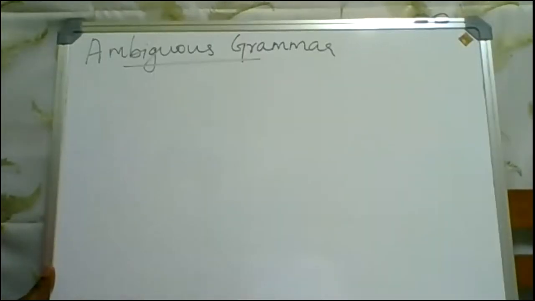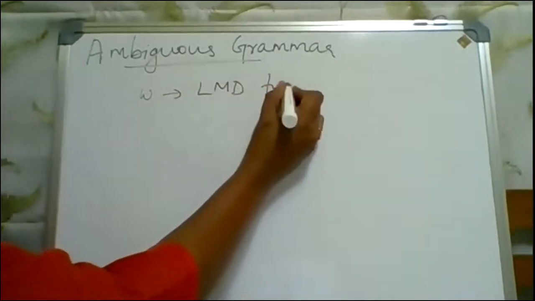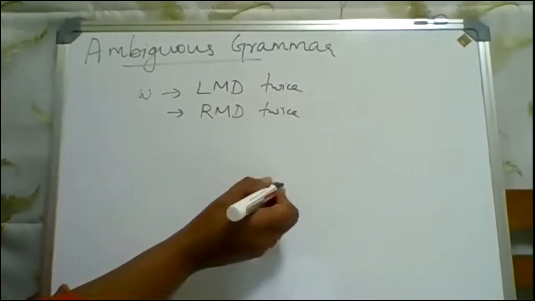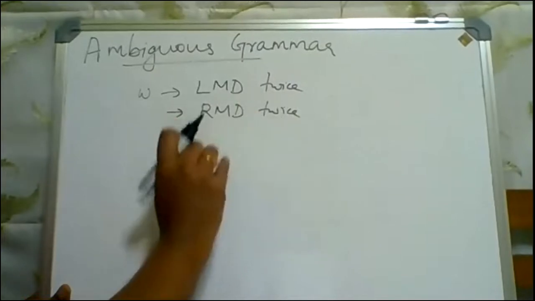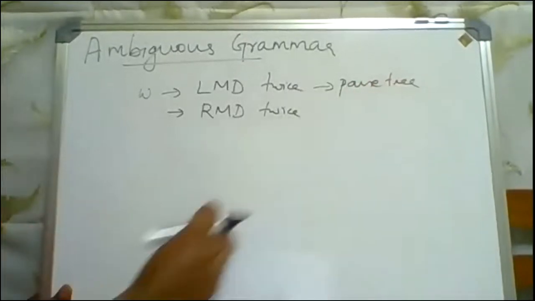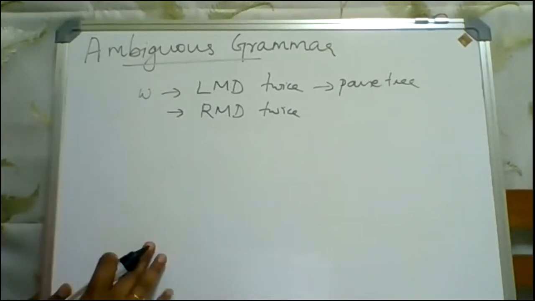Next topic is ambiguous grammar. We can call a grammar ambiguous if we obtain a string W by applying either LMD twice or RMD twice and construct a parse tree. If the two parse trees are different, then we can say that the given grammar is ambiguous.